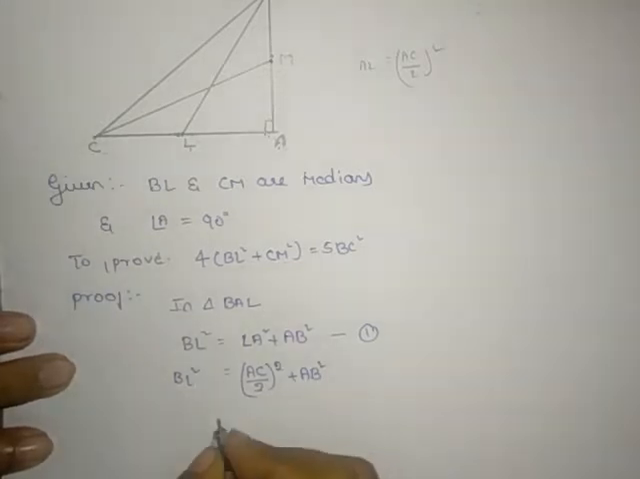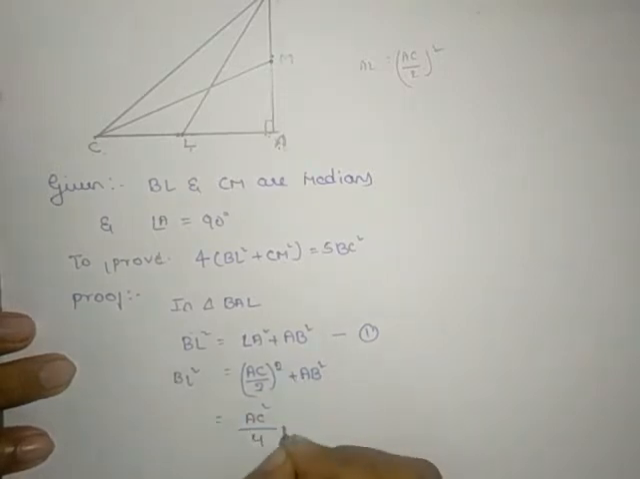We'll rewrite it. How to write? AC square divided by 2 square, that is 4, plus AB square. This is what? BL square.